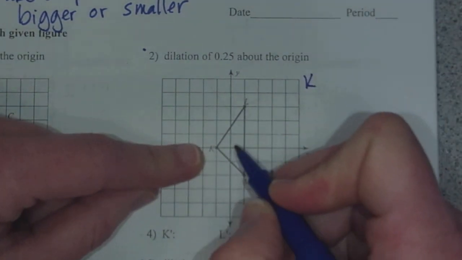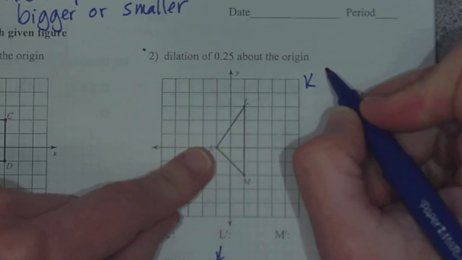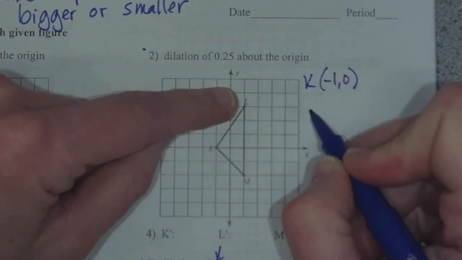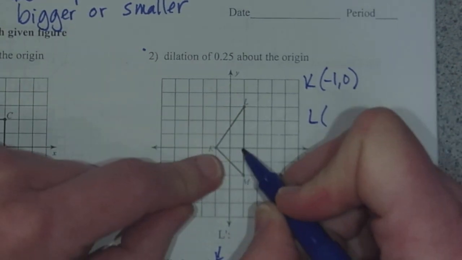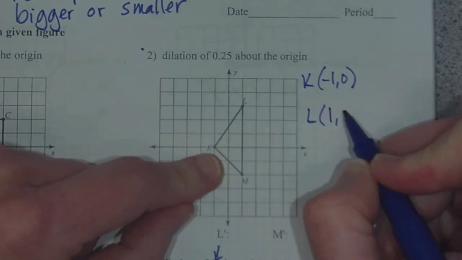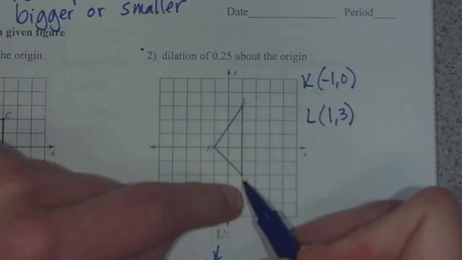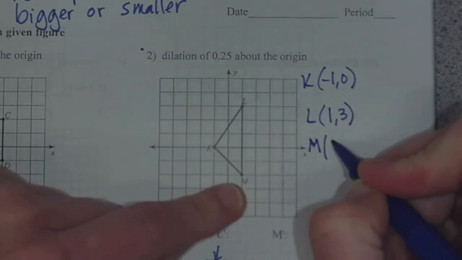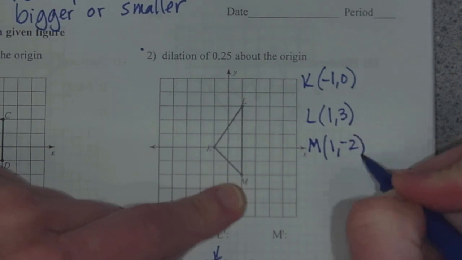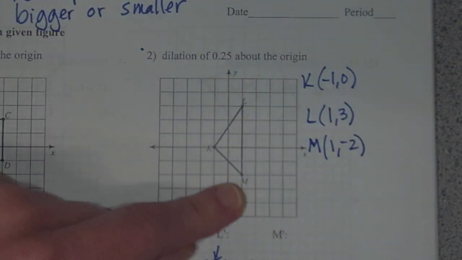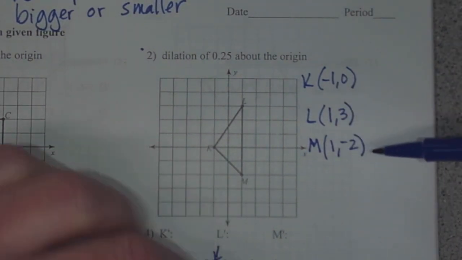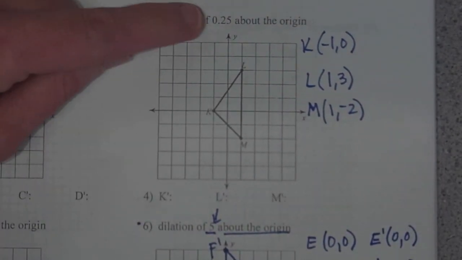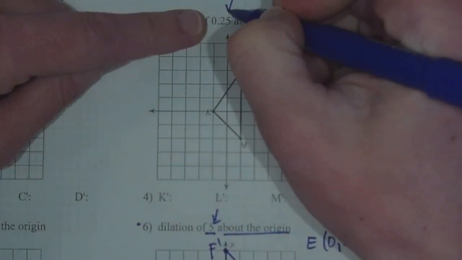K is, let's see, there's (0, 0), so this is (-1, 0). L is right here. We've got (1, 3). And M is right here. We've got (1, -2) for M. Okay, now we're going to multiply each of these points again, just like we did last time, by the dilation factor. Last time that was 5. This time it is 0.25.